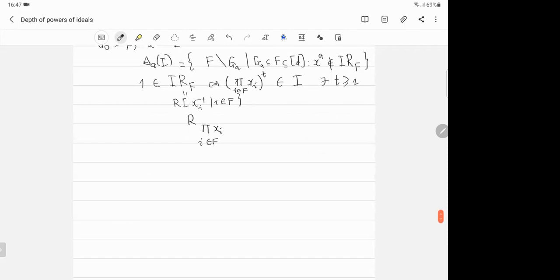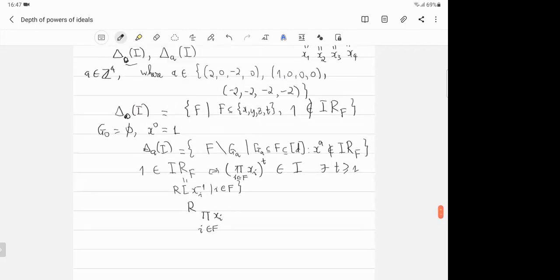By R_F, you mean R localized with respect to F? Yes, R_F. This is the meaning. It is the same as inverting all the elements in F, all the variables in F more precisely. If we regard F as a subset of the variables, then this means inverting all the variables in F.